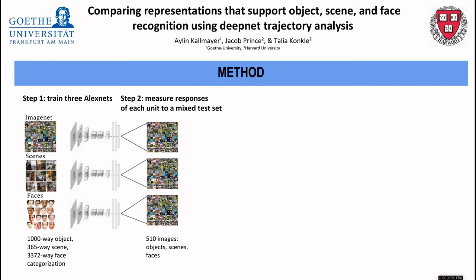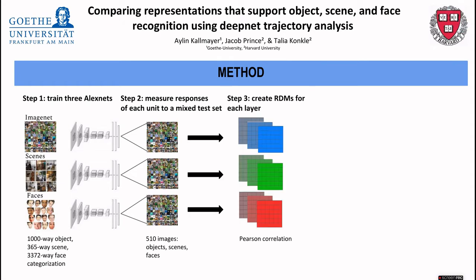To get a sense of whether they learned more similar or different features, we're going to measure the responses of each unit of each layer to a common test set. This test set consists of a mixture of objects, scenes, and faces, all taken from the validation sets. Then with these responses, we can create representational dissimilarity matrices for each layer. Here you can see schematically RDMs for the first couple of layers.